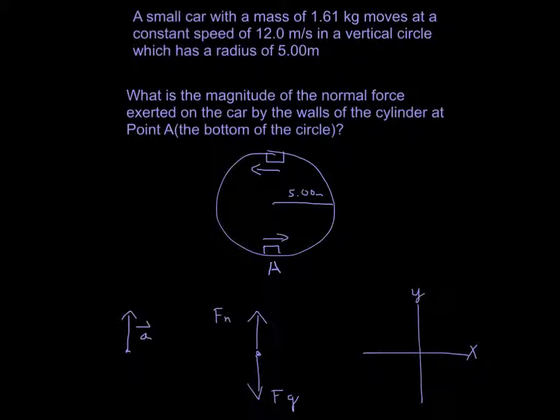In this problem, you have all this information and then the actual question, which is to find the magnitude of the normal force exerted on the car by the walls of the cylinder at point A, which is the bottom of the car. You can tell this from real life: when you're on a roller coaster, you're going to feel more weight on you here than on here.